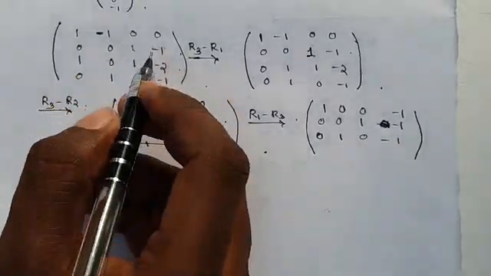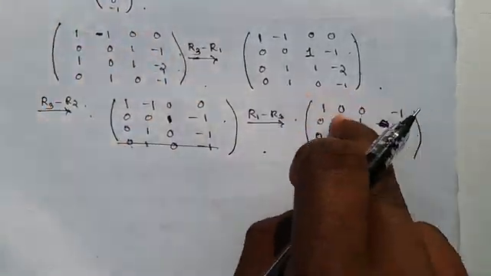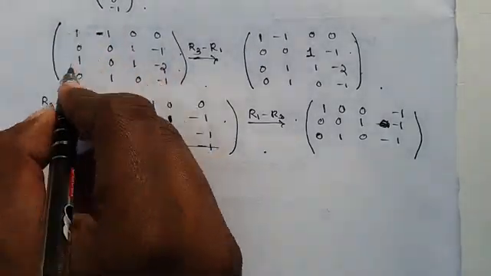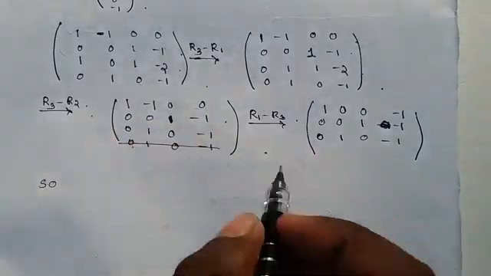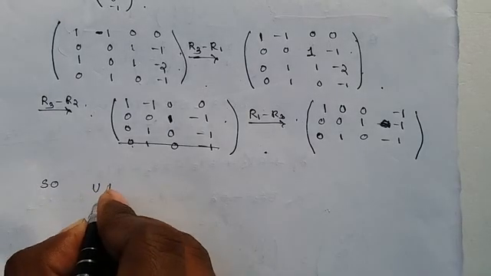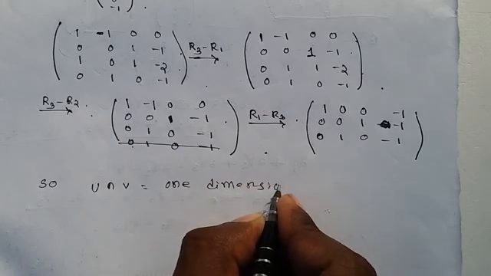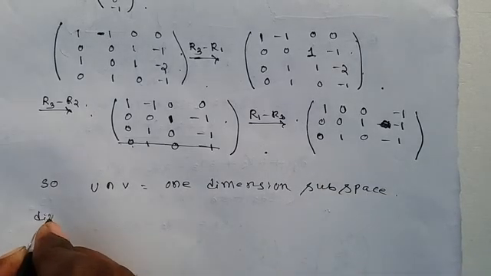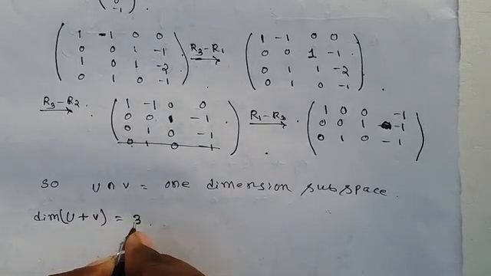So the dimension of this matrix is 3, since the rank of this matrix is 3. Since the rank of this matrix is 3, any three vectors from these four vectors are linearly independent. So that's why U intersection V is a one dimensional subspace, and that's why the dimension of U plus V is equal to 3.